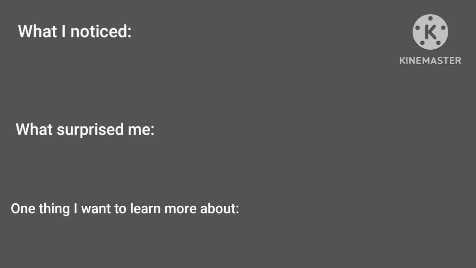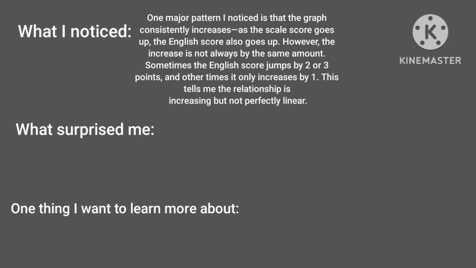Now for the last part of the video, basically what I noticed, what surprised me, and one thing I want to learn more about. One major pattern I noticed is that the graph consistently increases. As the scale score goes up, the English score also goes up. However, the increase is not always by the same amount. Sometimes the English score jumps by 2 or 3 points, and other times it only increases by 1. This tells me that the relationship is increasing, but it's not perfectly linear, as you can probably tell.